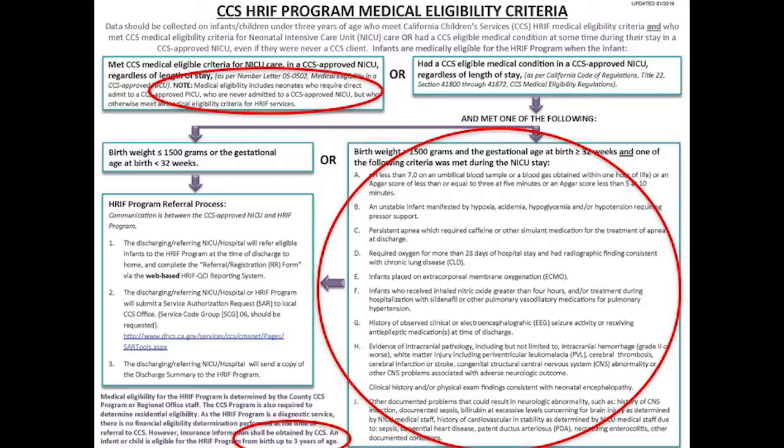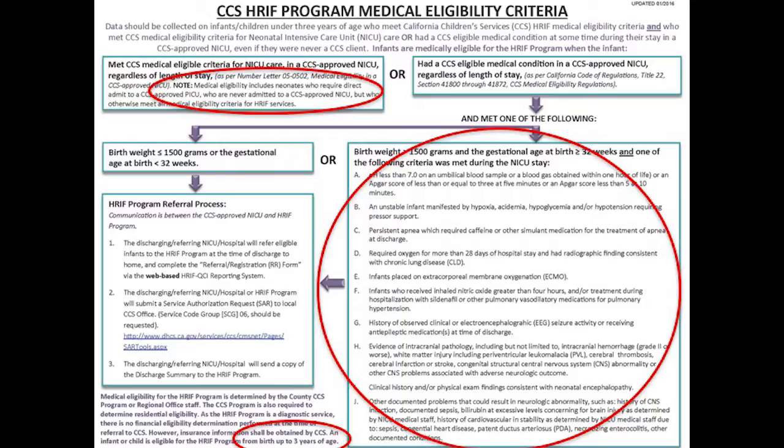But even as you go down into some additional considerations, there are things such as documented sepsis, high bilirubin levels, cardiovascular instability, so the patient that may have been on dopamine or something to that effect, and necrotizing enterocolitis.